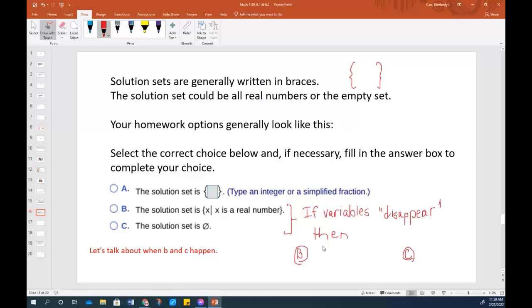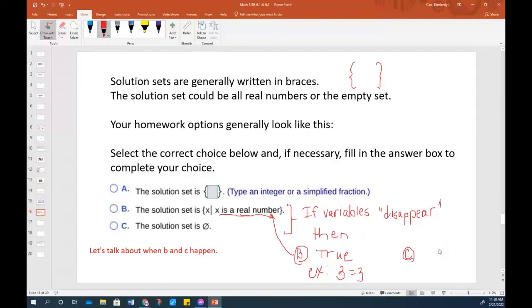If B happens, then what is left is true. That sounds funny, but an example could be, what if you were solving your equation and all your variables disappear and you're left with something like 3 equals 3? That's kind of a, well, duh, I knew 3 equals 3. Then that's a true statement, and that's when you're going to choose all real numbers, because as long as x is a real number, you can't pick the wrong x. No matter what x is, 3 equals 3.